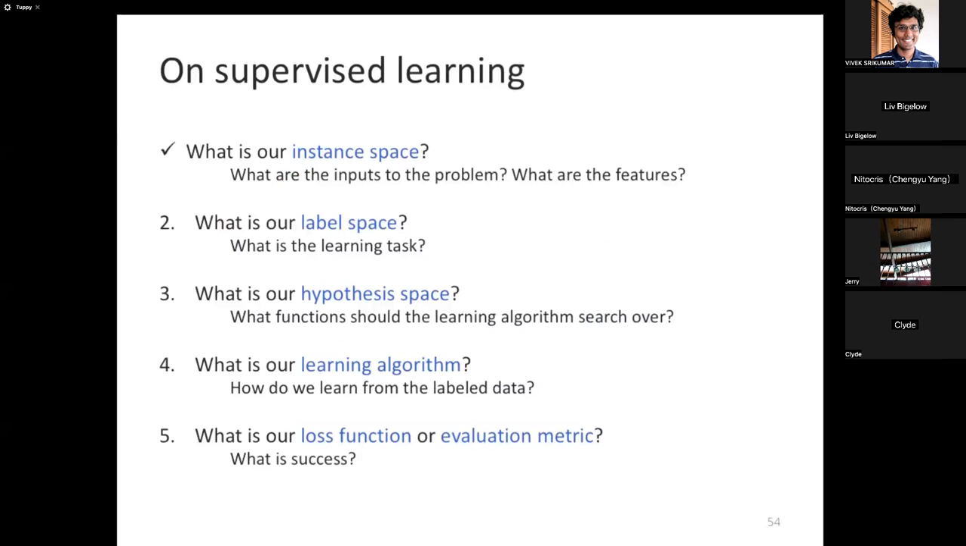That's all I have to say about instance spaces, and we've had a good discussion, so I'm not going to pause for questions. We have 6 minutes left, and I want to quickly talk about label spaces. That will set us up nicely for a discussion on hypotheses next week.